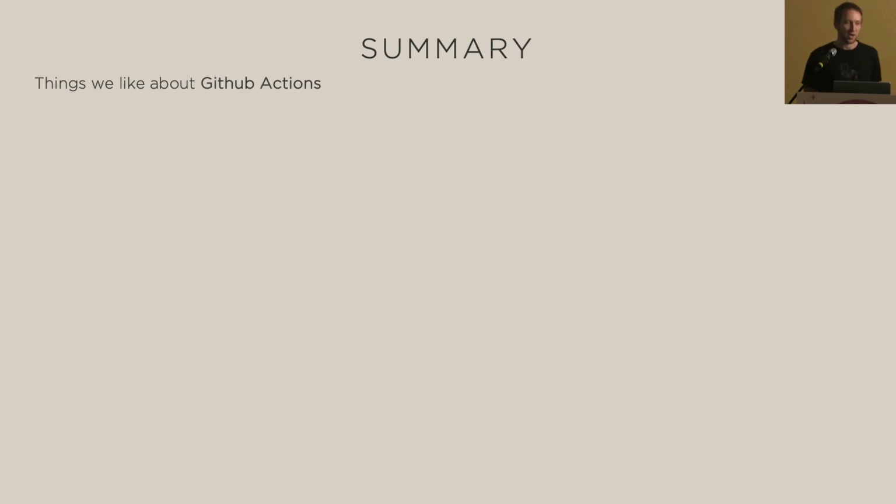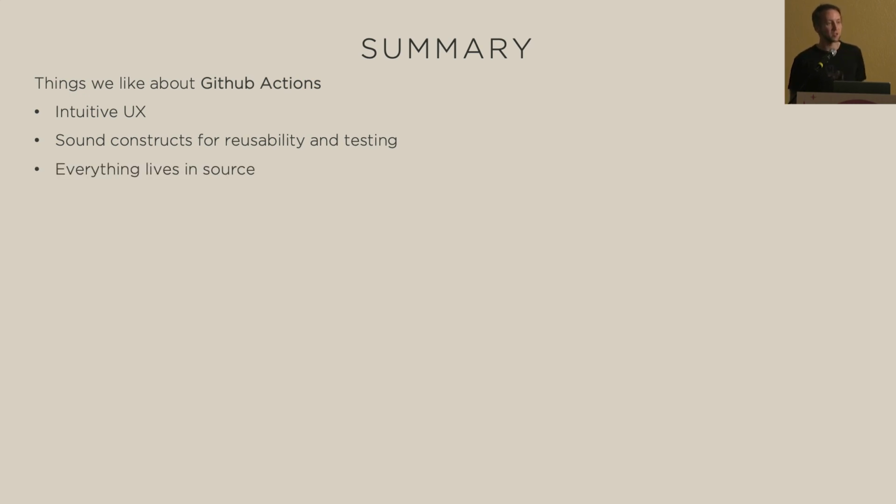So what do we like about GitHub Actions? It's a pretty intuitive UX. You never have to leave GitHub, so if you like GitHub, that's great, and it's pretty easy to get started. There are some good constructs for reusability, these reusable workflows and composite actions, and you can even test them with a little bit of effort. Everything lives in source, which is particularly useful because there's no point-and-click configuration that can drift. And the documentation has been super helpful, and the community is strong. There's a lot of people using GitHub Actions, so pretty much if you have a question, it's probably already been answered.